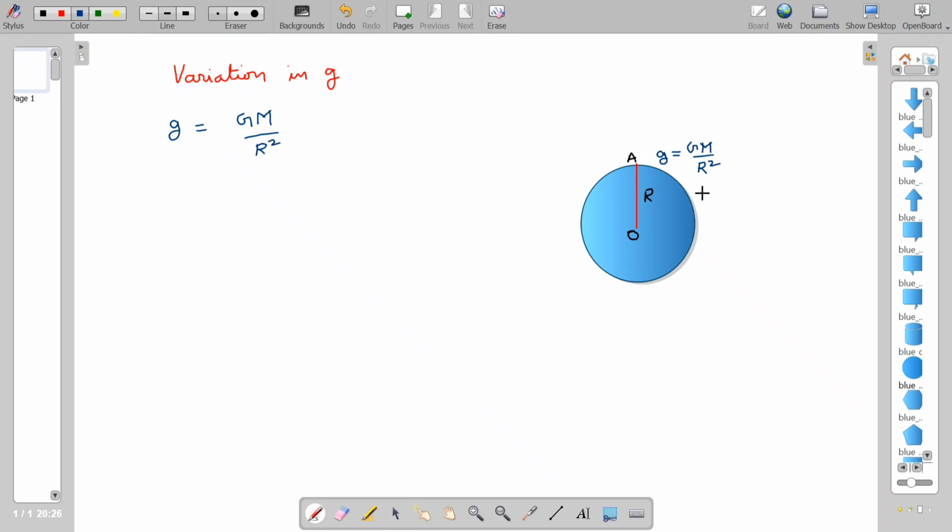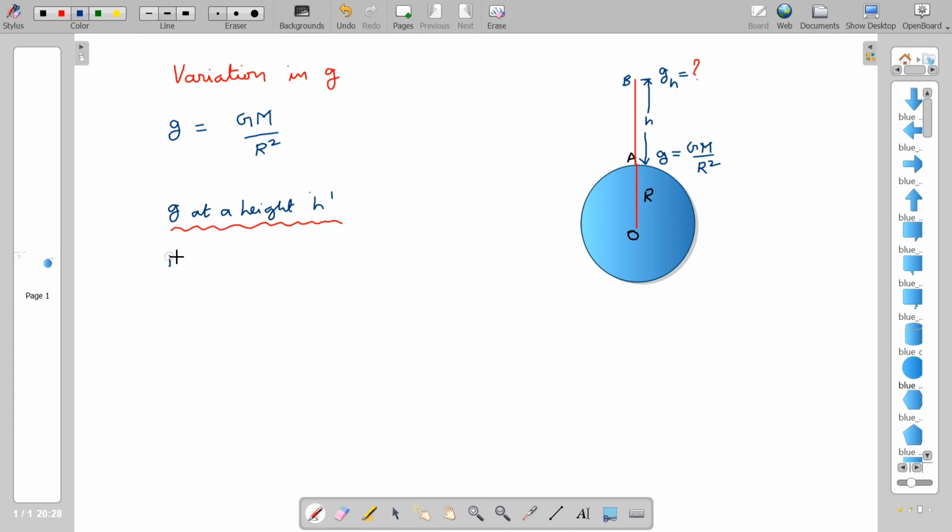Now g at a height h. At point B, we have to find g at height h. That is equal to how much? So here we have the formula, g on the surface of the Earth, that is g equal to GM by R square. Here, g at a height h.